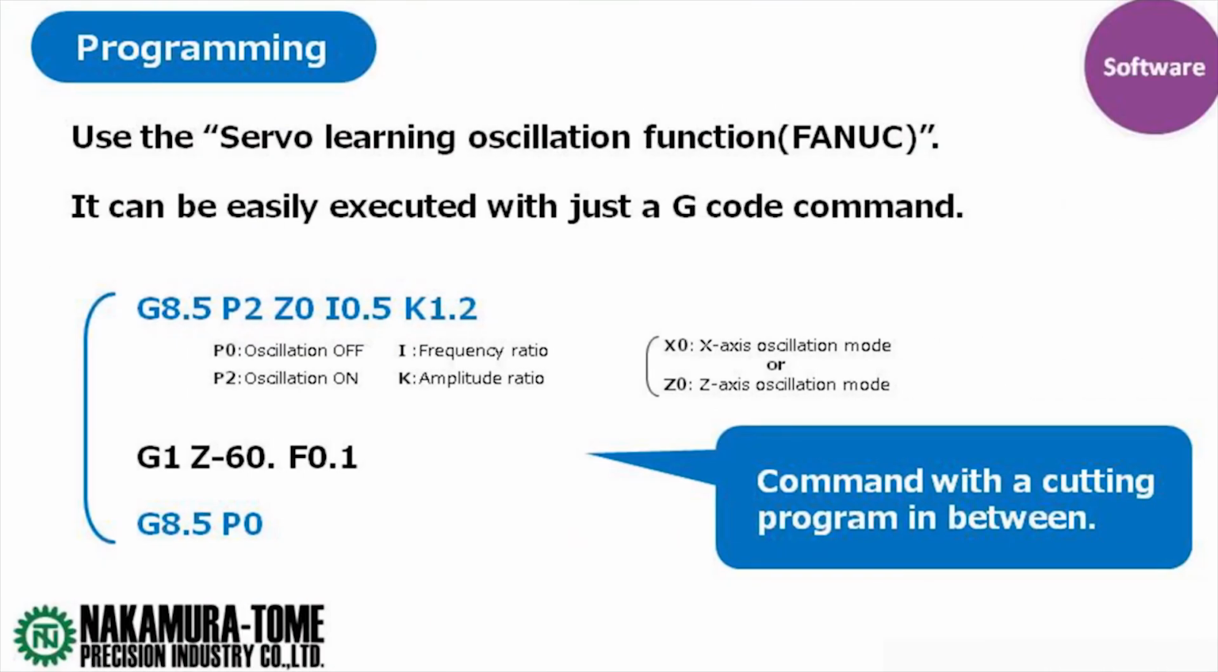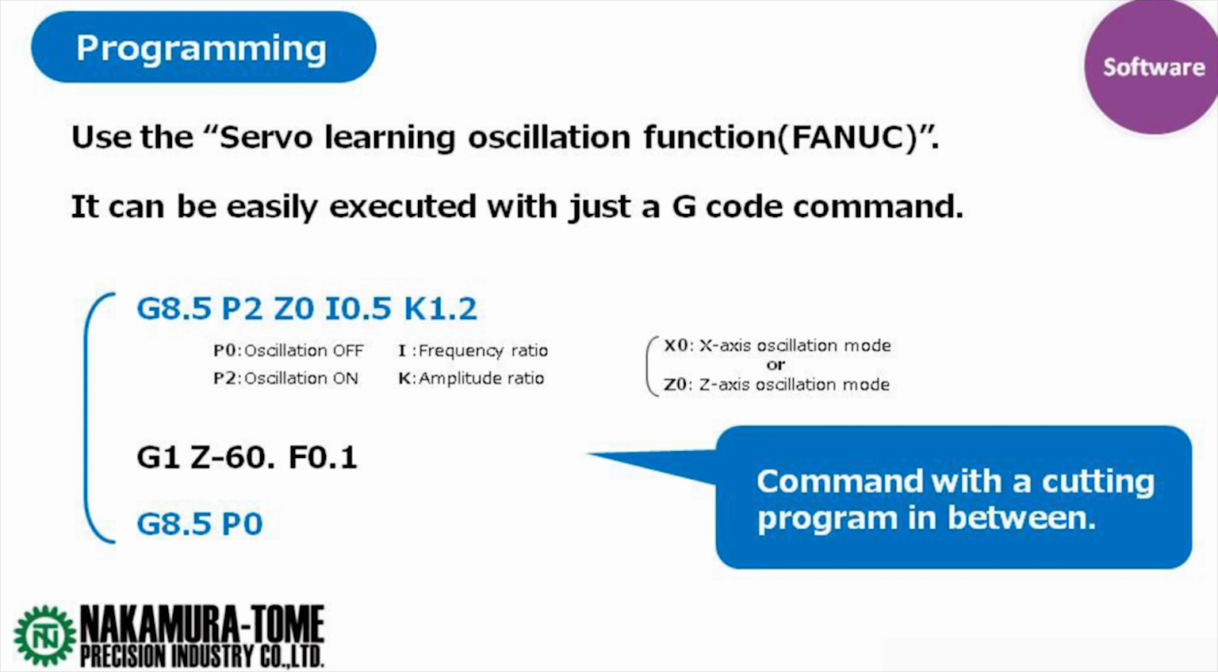How is this programmed? It's also very easy to use. A program containing the G code can be executed by inserting just two lines. Insert the G code. G8.5 P2 means oscillation function turn on. If you want to cancel it, just set it to P0. Then you can select Z0 or X0. It means you can choose oscillation on the X-axis or Z-axis.